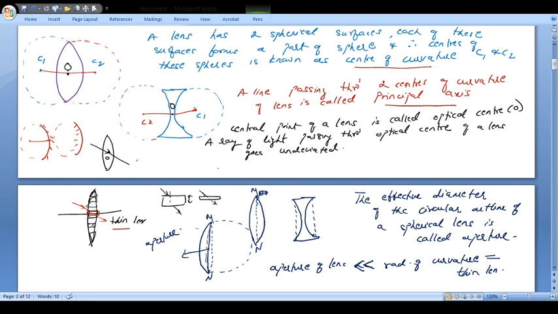And how do we define radius of curvature here? You can say the radius of the sphere of which the spherical surface is a part of, that is known as the radius of curvature. So here we have said this is known as the radius or the center of curvature. So you can say a lens has two spherical surfaces, each of the surface forms a part of a sphere, and the radius of each sphere is known as radius of curvature. So I hope this part is also clear to you. You can just give it in your own words.